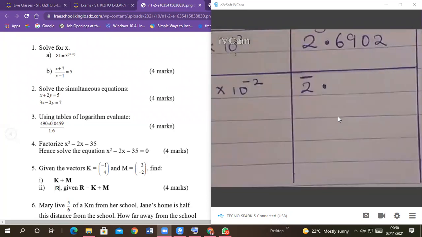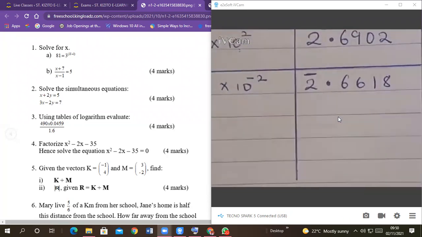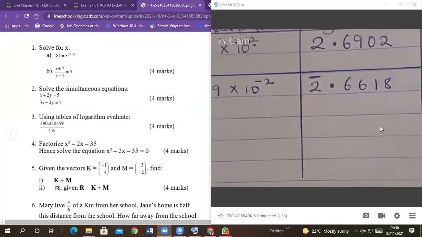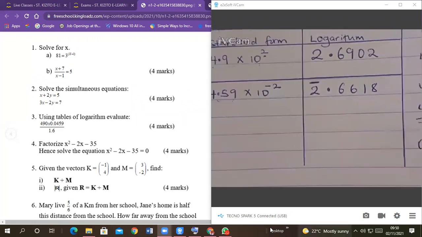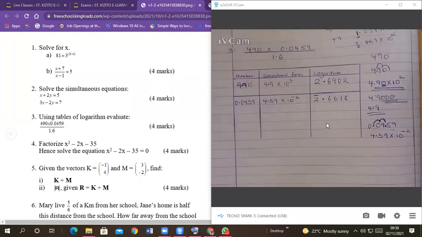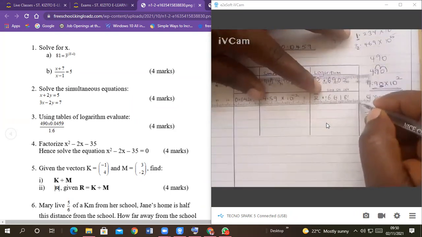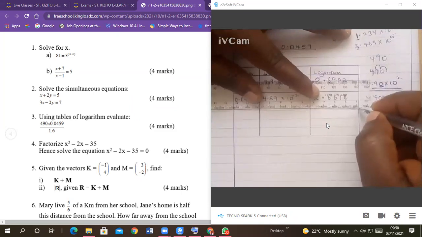So write it as 0.6618. All right. So we have also changed that one into logarithm. Now, the next thing is this. Let me just put it here like this.